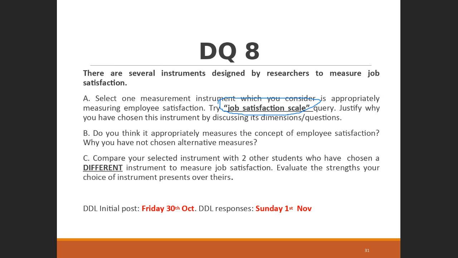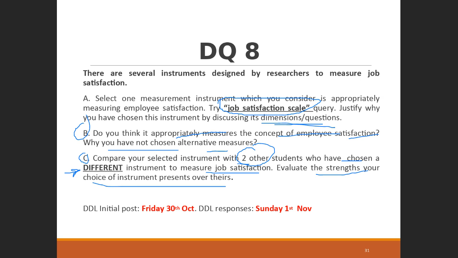You need to discuss the dimensions and questions and the particular instrument they have used, like the Likert scale or any other scale. And part B: why do you think it appropriately measures the concept of employee satisfaction, and why have you not chosen any alternative measures? Part C is to compare your instrument with two other students, not three, two other students who have chosen a different instrument to measure job satisfaction. Evaluate the strengths your choice of instrument presents over theirs.